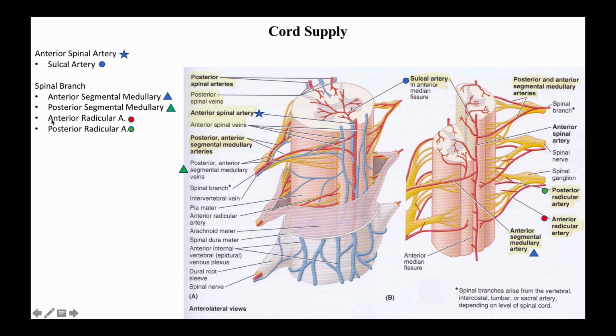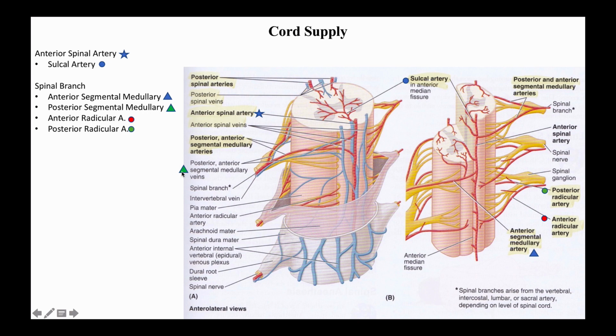Now we'll contrast that with the anterior radicular artery here, over by this circle. The radicular artery is not going to go all the way to that anterior spinal artery. It actually is just going to end at these little branch terminals here. So the radicular artery is not to be confused with the medullary artery, which fuses with that anterior spinal artery.